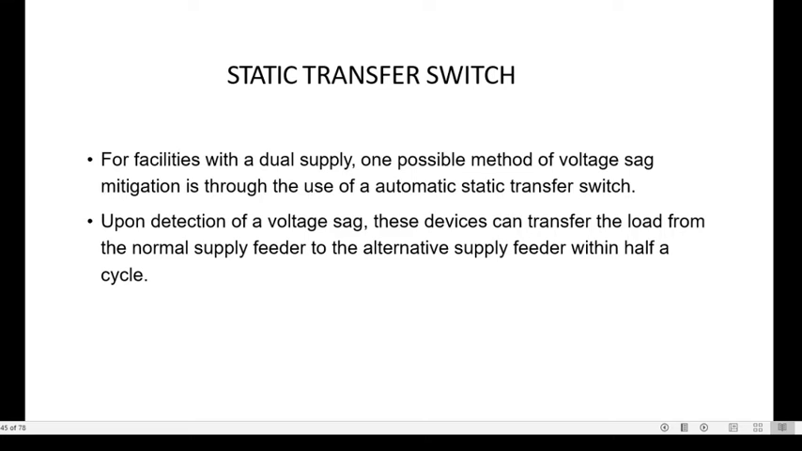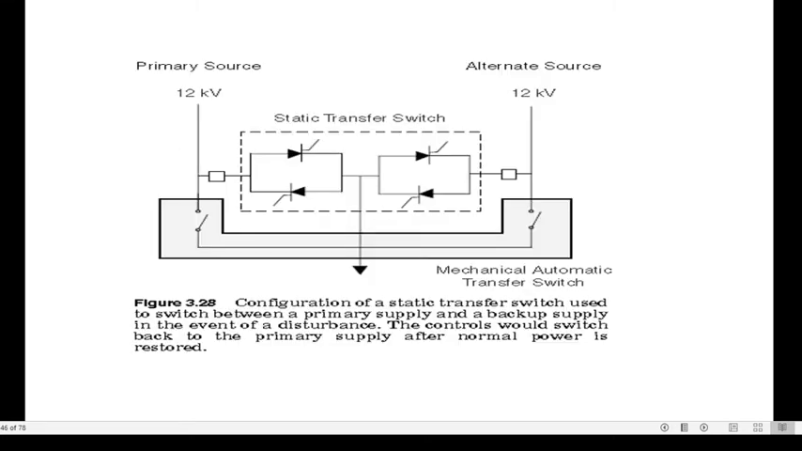So the static transfer switch will transfer the load from one feeder to the other feeder for the continuity of the supply. This will be within half of a cycle. So this is a simple diagram for the static transfer switch. That configuration of the static transfer switch is used to switch between the primary supply and backup supply in the event of a disturbance. The control would switch back to the primary supply after the normal power is restored. That is nothing but after clearance of the fault.